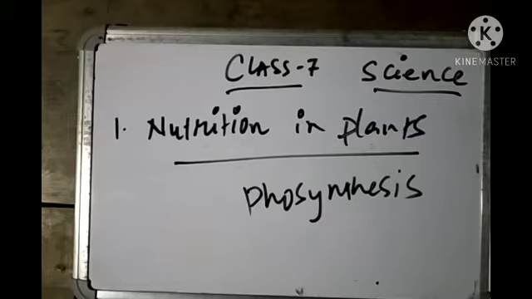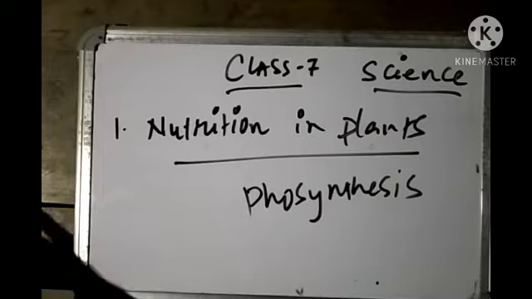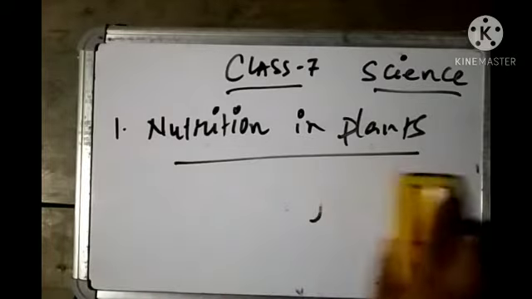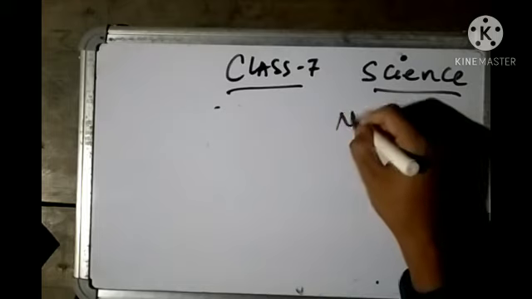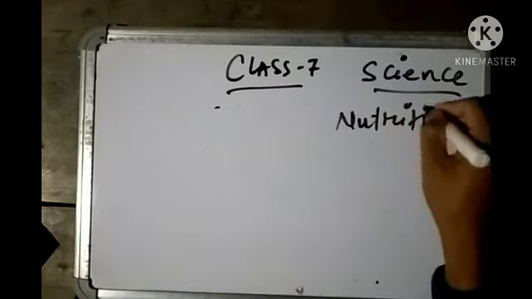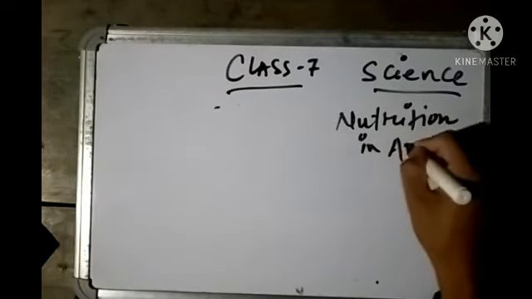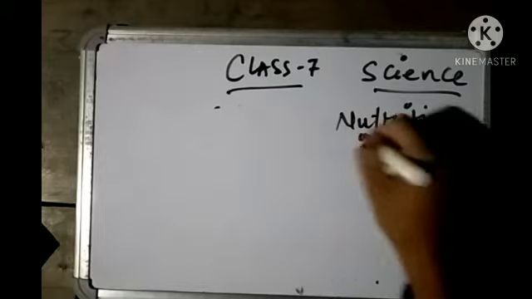But the question is about animals. Animals cannot prepare their own food like plants. So the question is how animals get their food. Today's topic is nutrition in animals. Today's lesson is nutrition in animals.